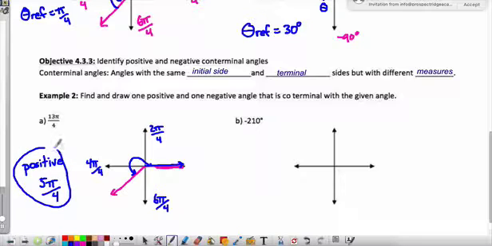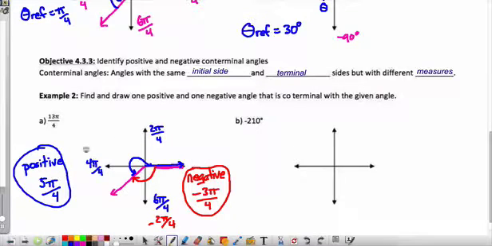Now we need a negative coterminal angle. So now I'm going to go this way. This is now negative, this is the same as negative 2 pi over 4 as I go around this way. And then I get to negative 4 pi over 4. So halfway between those two would be negative 3 pi over 4. So my negative one is negative 3 pi over 4.